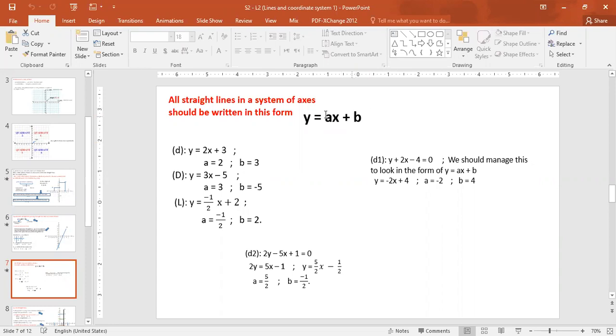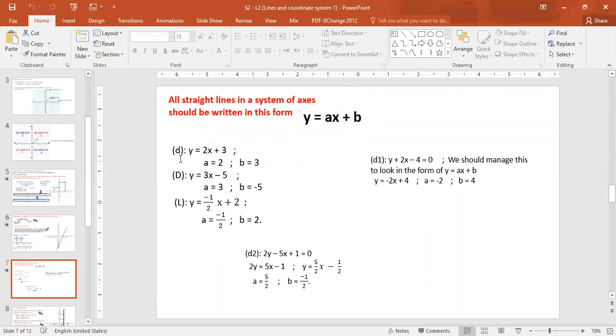Yes, Miss. We said, Yasmina, any straight line in the system of axes should be written in this form, y equal ax plus b. A is this, y stays y always, and x always stays x. A is a slope. It might be a positive number or a negative number. Also b, the y-intercept, can be a positive number or a negative number.